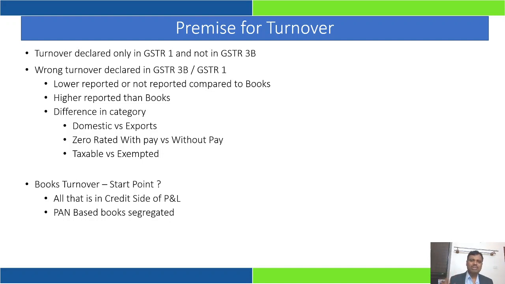So irrespective of that, there are various questions on what my starting point is. The starting point is to look at the credit side of your P&L. Look at the credit side of your P&L, and this is how you have to start. Let's see how we have to start.